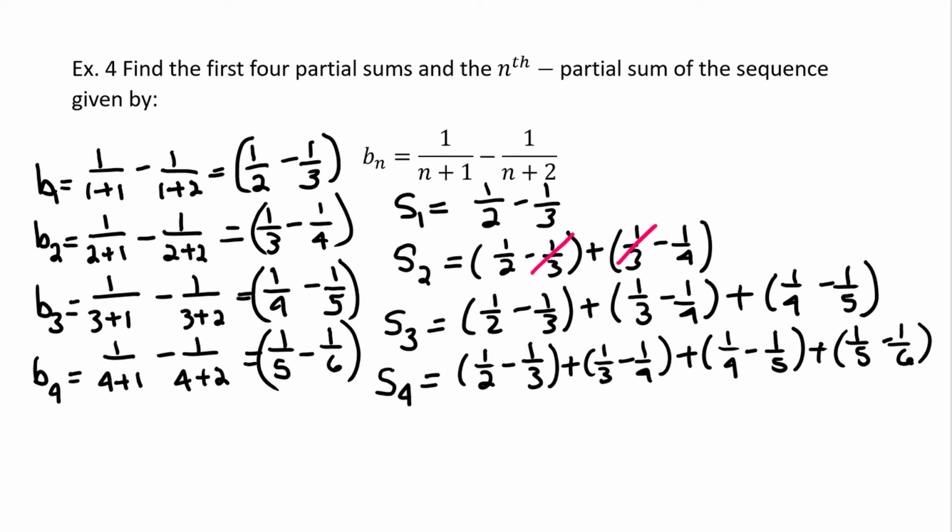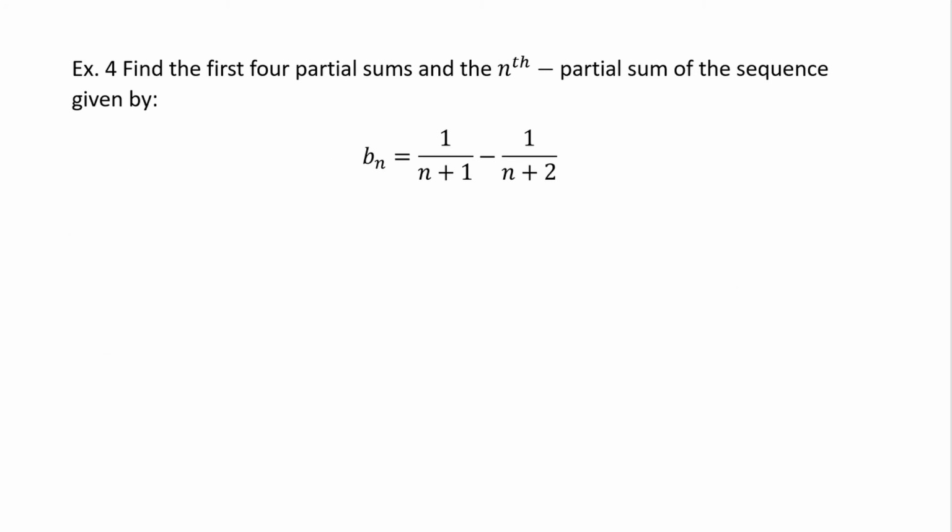Let's look at the third partial sum. Minus 1/3 plus 1/3, minus 1/4 plus 1/4. Then let's look at the fourth partial sum, which is minus 1/3 plus 1/3, minus 1/4 plus 1/4, minus 1/5 plus 1/5. I'm out of space here, so I'm going to go to another page and just list what we got.